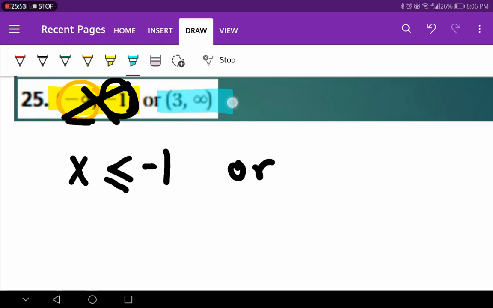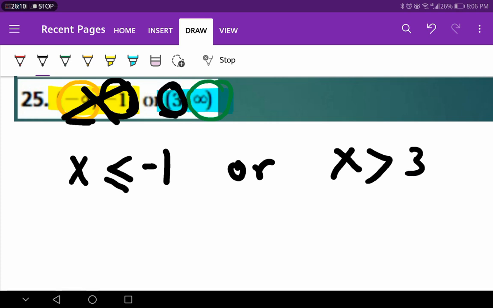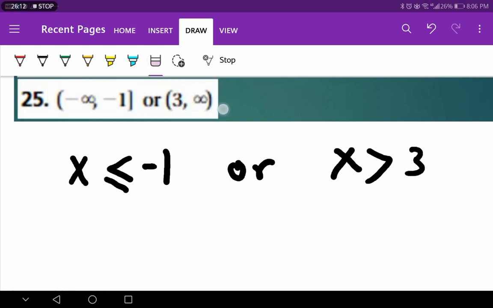Now this interval, do I have positive or negative infinity? Positive infinity, so x greater. Is it open or closed? Open. Leave it. 3. We are done. Are you happy with that? Me too.